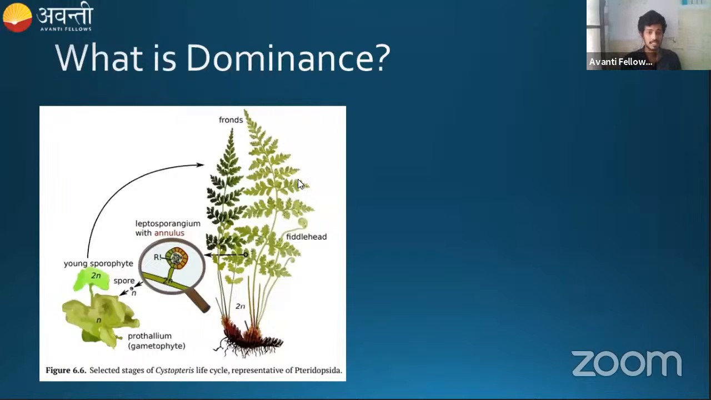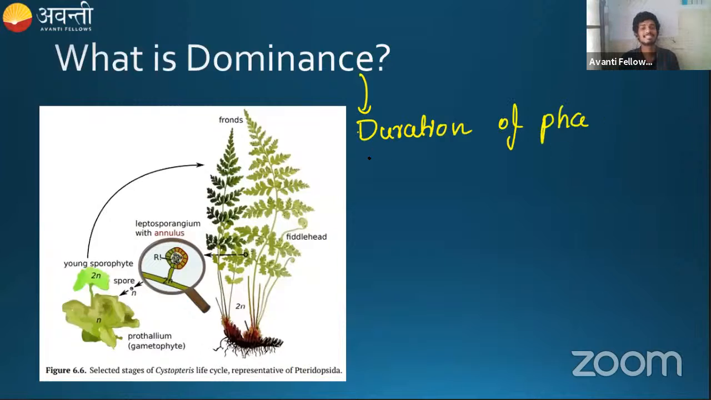What does dominance mean? We normally come across the same words, right? A dominant phase, all those things. Then what's the meaning of dominance? Dominance here means, first, the duration of the particular phase, and the second is the size or the visibility of the phase. So both of these things we consider.